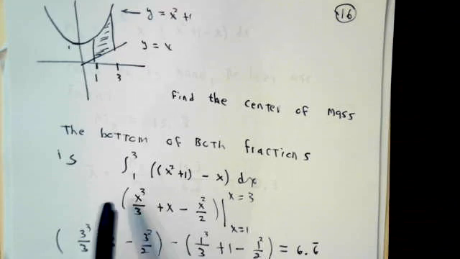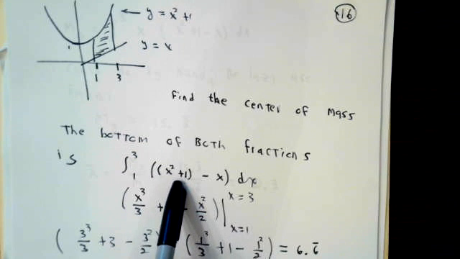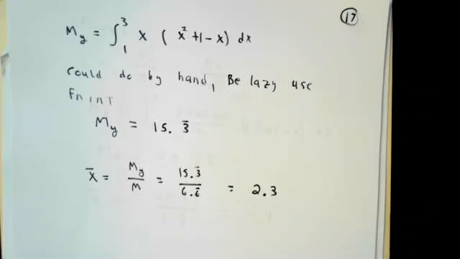The area between the two curves is the integral from 1 to 3 of the upstairs curve minus the downstairs curve. And I actually worked this out by hand. It turns out to be 6 2/3, 6.6 repeating. This number is going to be the bottom of the fraction for x bar and for y bar. The moment about the y-axis is that same integral that we calculated for the mass, also known as the area for us, except we have an additional factor of x.